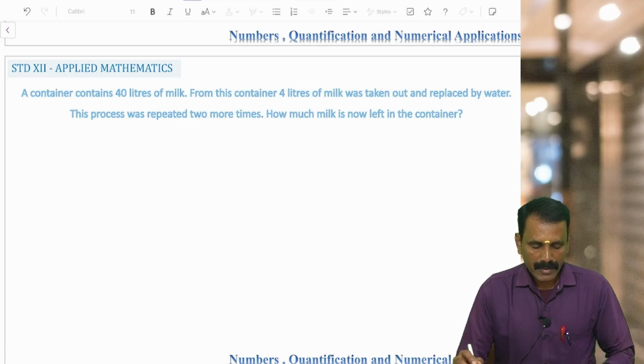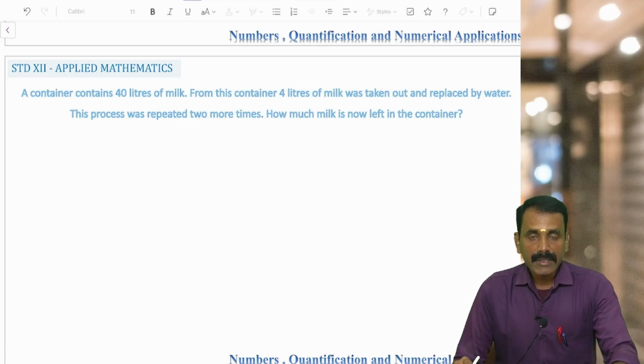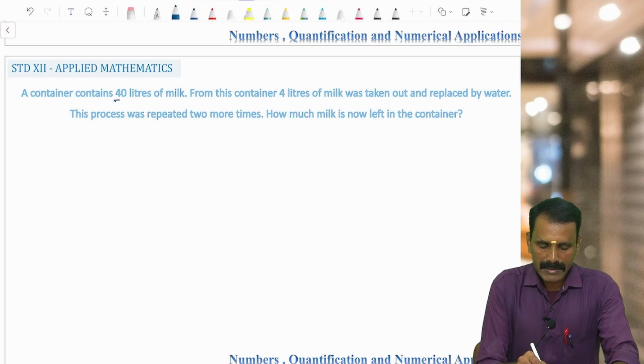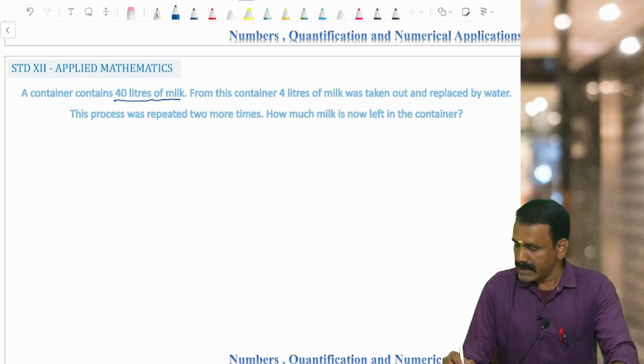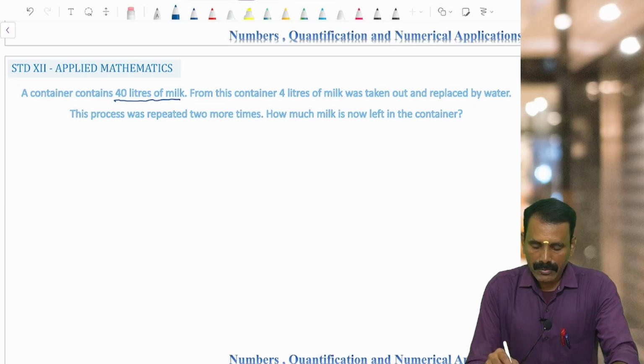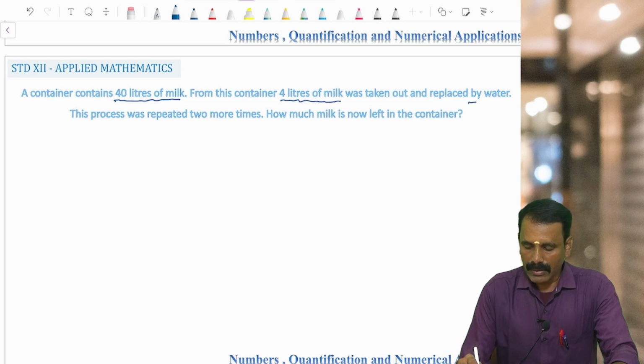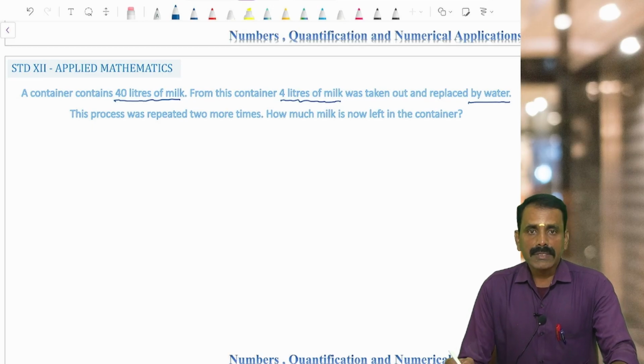In this question, a container contains 40 liters of milk. From this container, 4 liters of milk was taken out and replaced by water. So the quantity of milk present is 40 liters, and we are going to remove 4 liters of milk every time, and it is replaced by water. This process was repeated 2 more times. How much milk is now left in the container? This is the question. So how to answer this question?